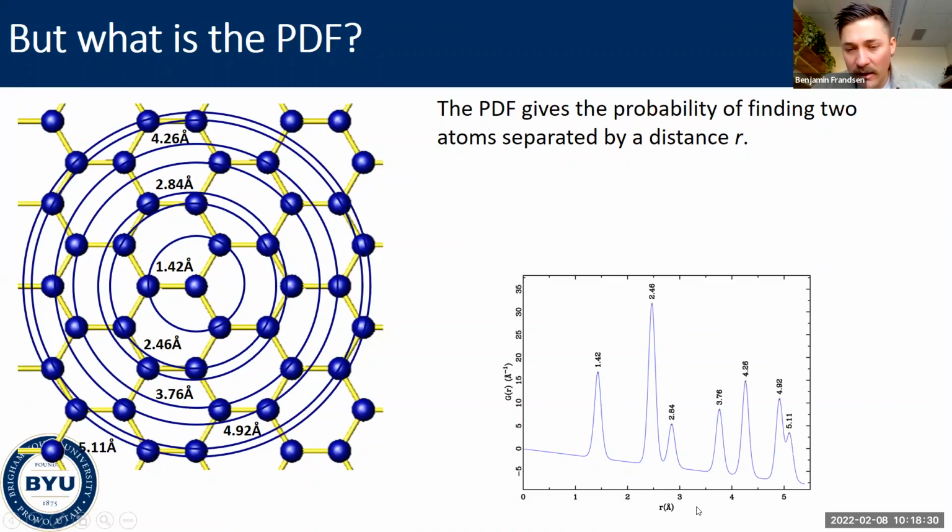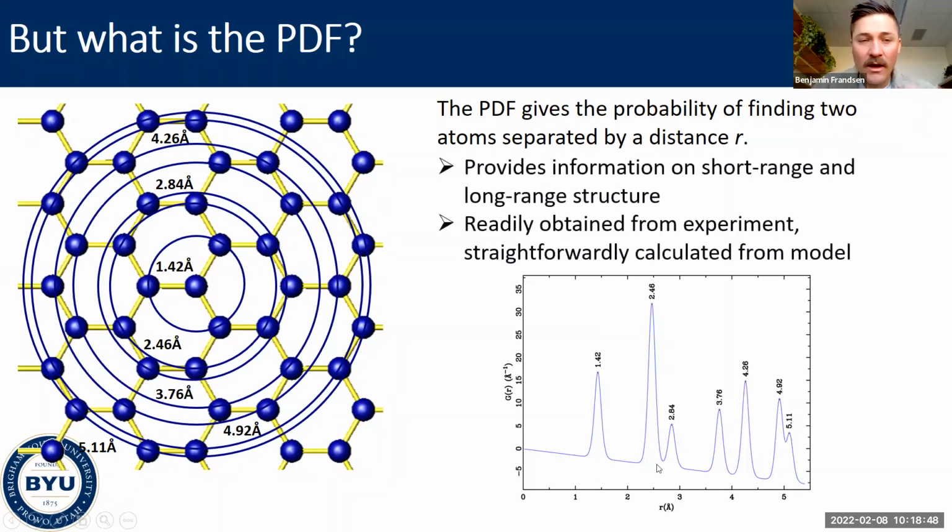So notice this PDF pattern. This is real space distance in angstroms. So we're looking at the first 5 angstroms in this case. And so it gives us a map of the interatomic spacings in real space on these local, sub-nanometer length scales.